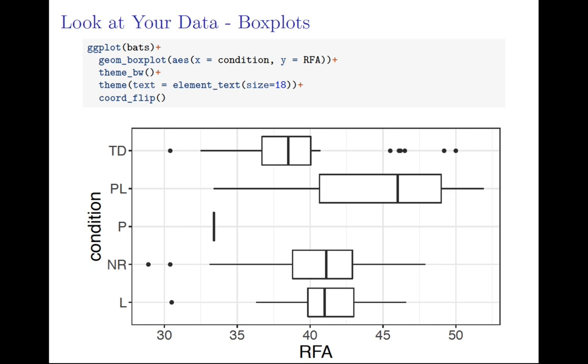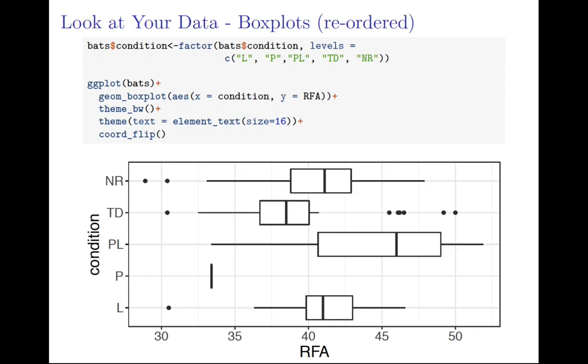And say you want to look at a variable with multiple categories, you can. And if a normal box plot is potentially too wide and you want to flip it, you can use this function called coord_flip. So here we're looking at the right forearm length with each bat's condition.